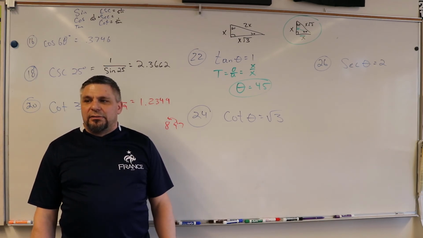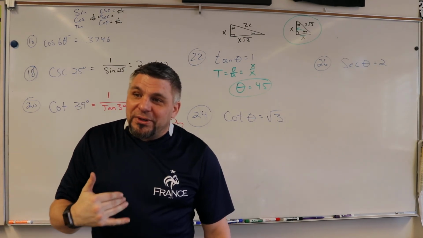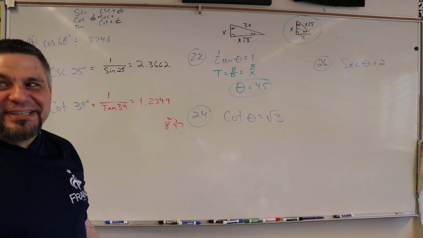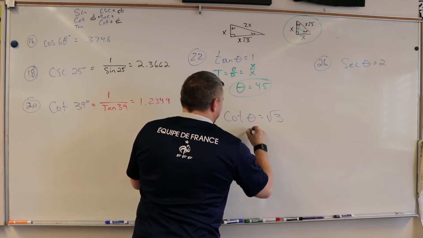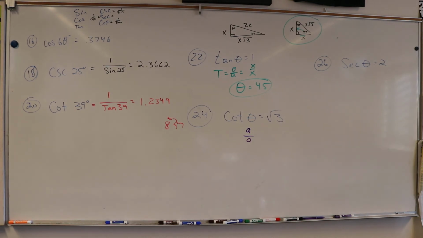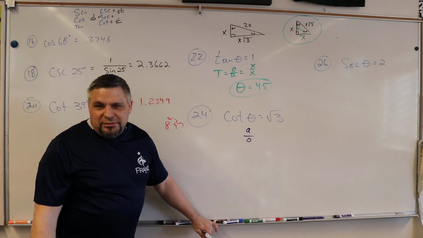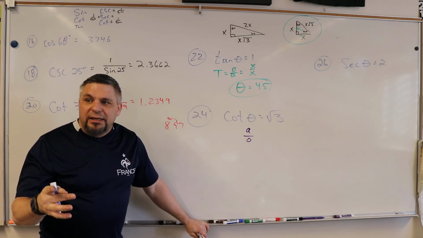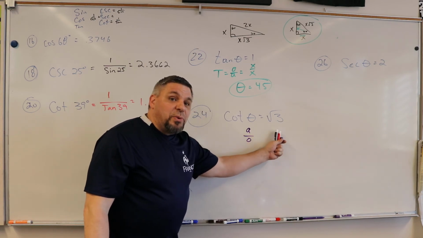Cotangent. What's cotangent? If tangent is OA, what's cotangent? Close. I meant AO. Remember that from last year? So, yeah, it's just flipped. Right? But in this case, what we want is, we want a square root of 3.